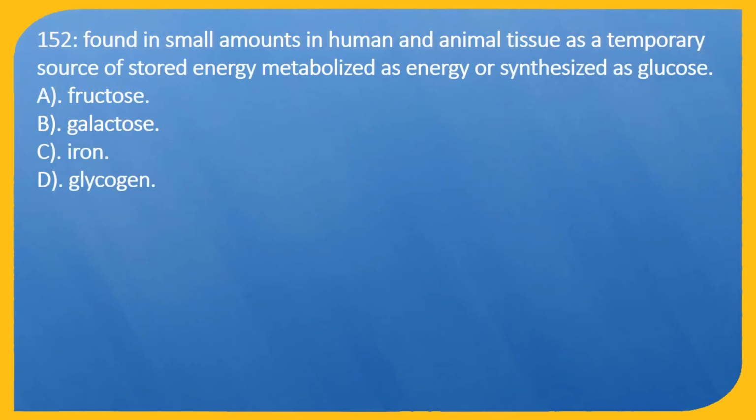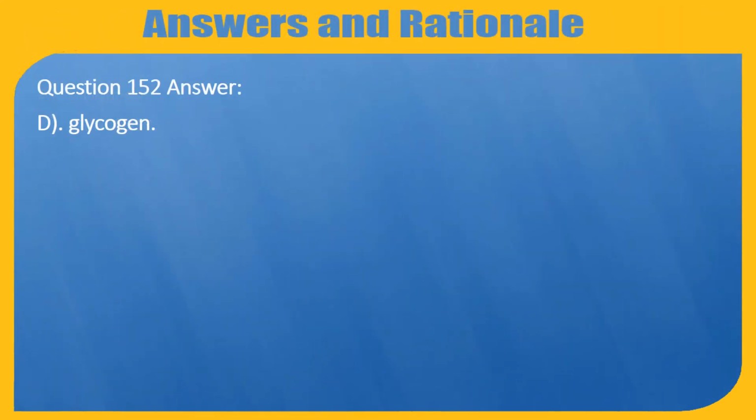Question 152. Found in small amounts in human and animal tissue as a temporary source of stored energy, metabolized as energy or synthesized as glucose. A. Fructose. B. Galactose. C. Iron. D. Glycogen. Question 152. Answer: D. Glycogen.